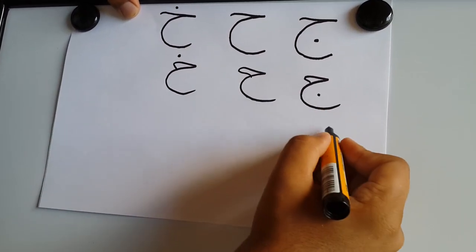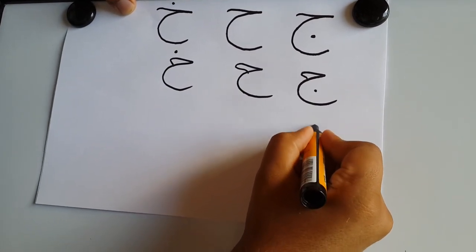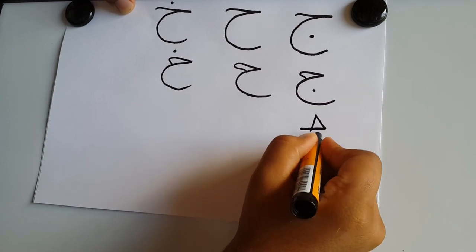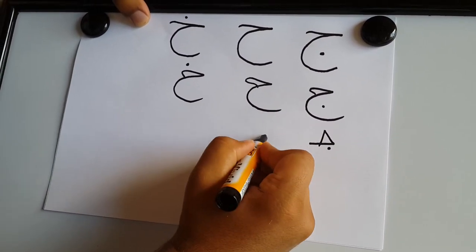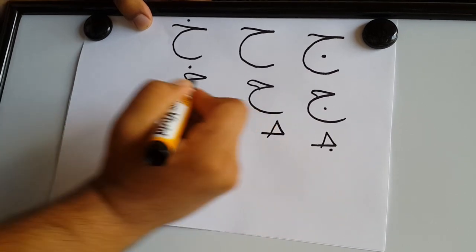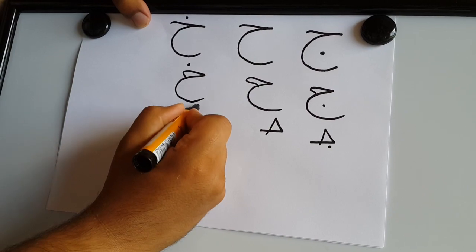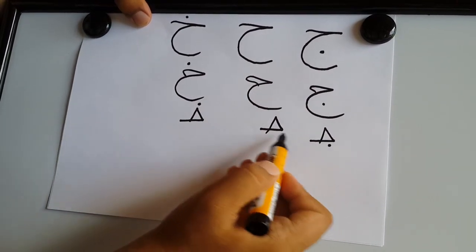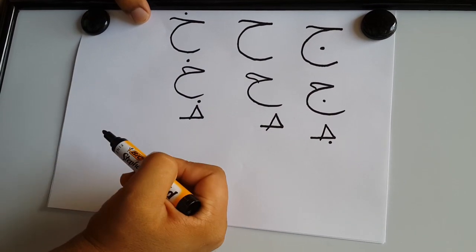Anyway, the initial position for Jim, in the easy way for students, they use this shape. Jim, it's a small triangle. Jim, Ha, Kha. Jim, Ha, Kha.